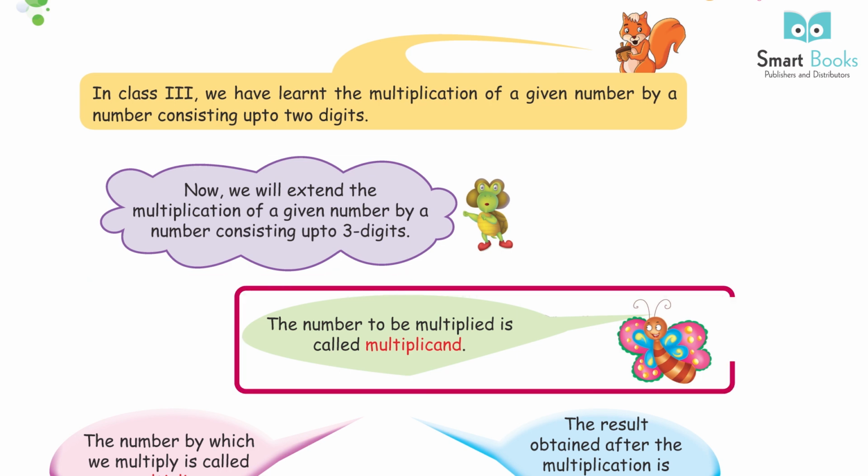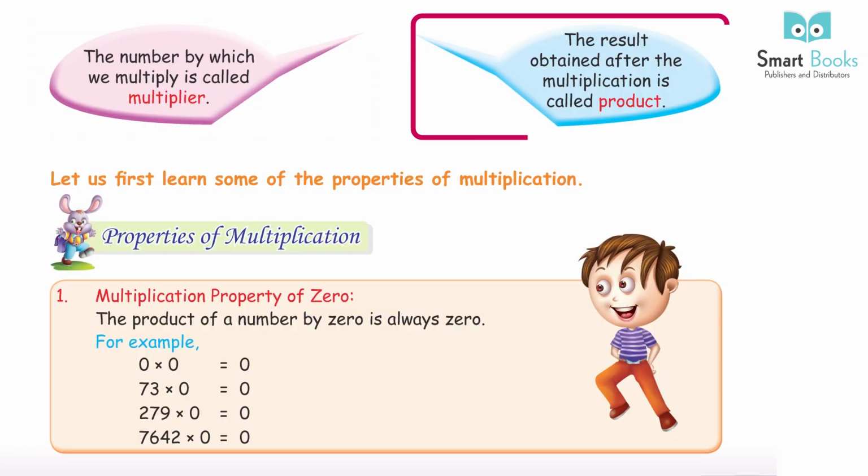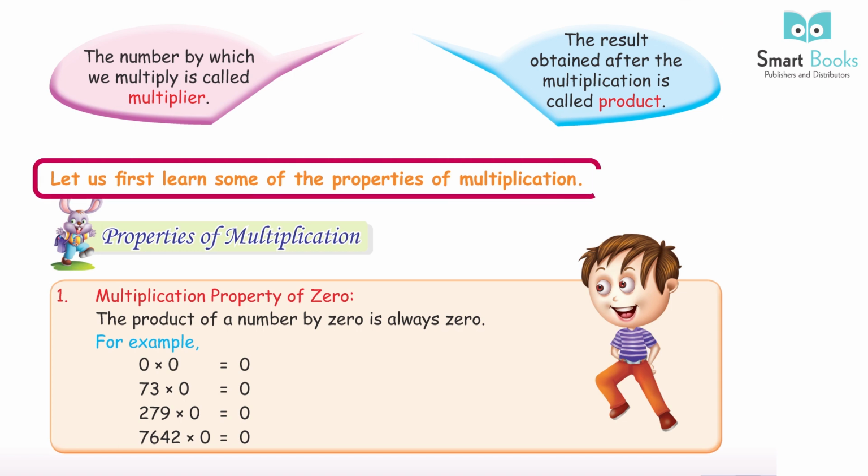The number to be multiplied is called the multiplicand. The number by which we multiply is called the multiplier. The result obtained after the multiplication is called the product. Let us first learn some of the properties of multiplication.